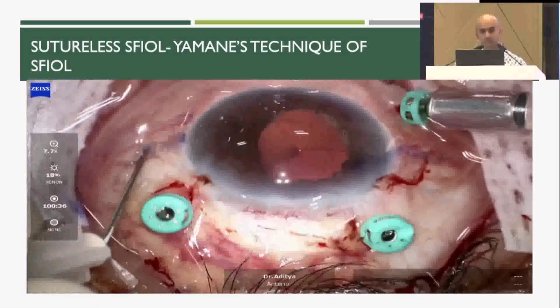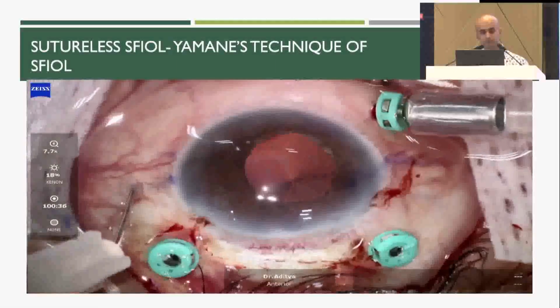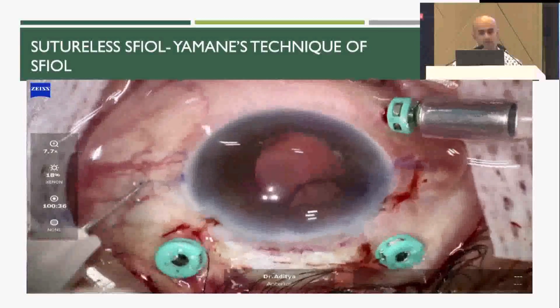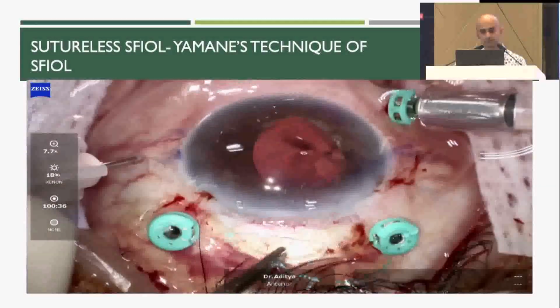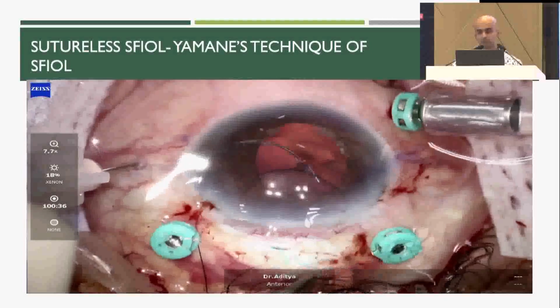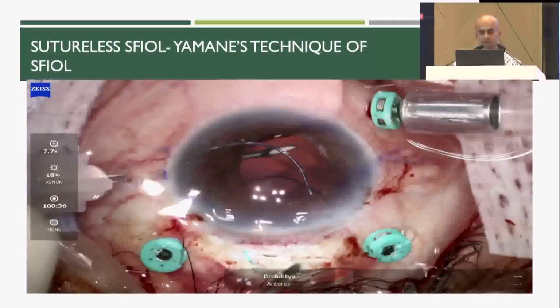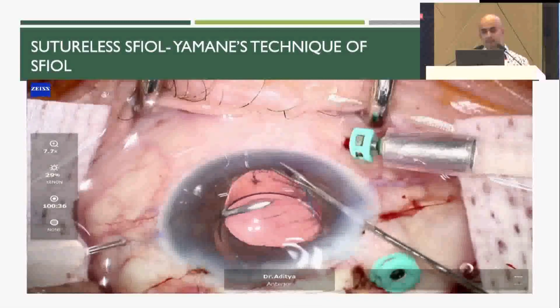It was popularized by Dr. Yamane in 2016. We use a 27 gauge needle because the 30 gauge thin wall needle, as described by Dr. Yamane, is not available in India. And I use a 3-piece IOL like a Sensar or a Technis IOL. That's one of the preferred lenses that I use.